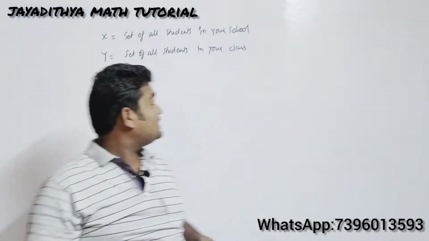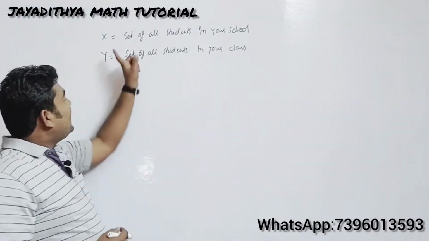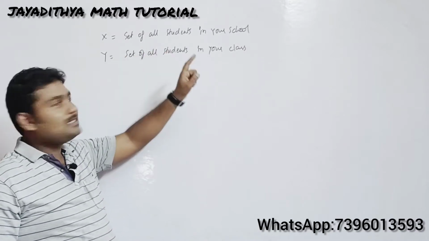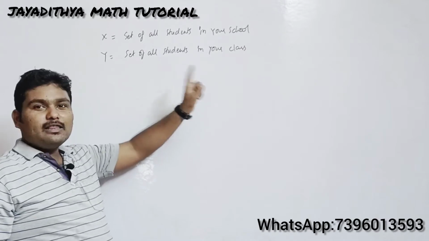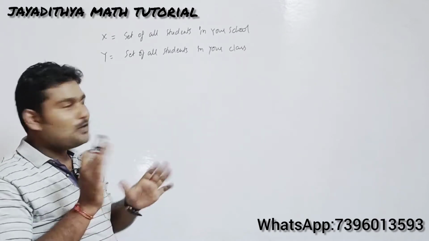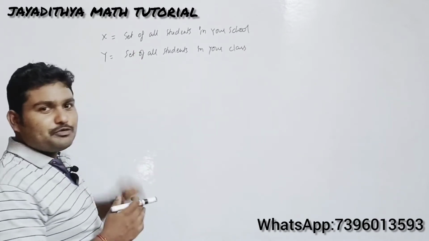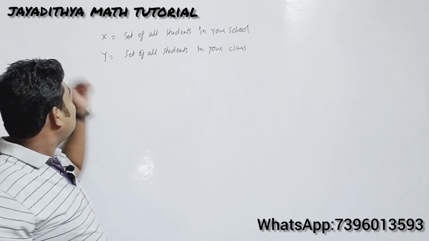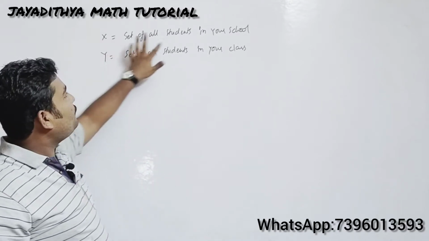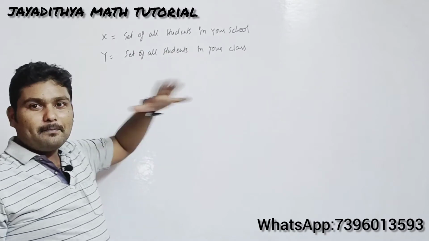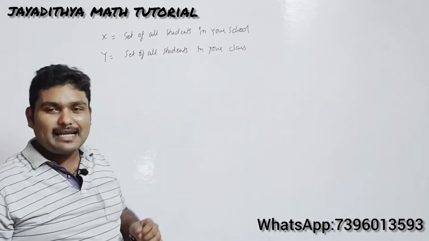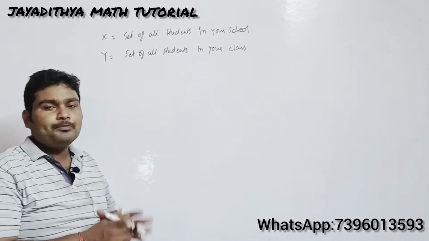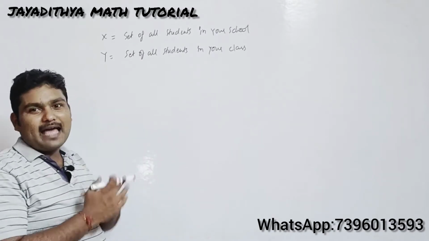Let us have a look at the situation here. Let X be the set of all students in your school and Y be the set of all the students in your class. So this is a situation where you have two sets. The first set is the set of all the students in your school, the complete school, and Y is the set of all the students in your particular class. So what can you say about X and Y?